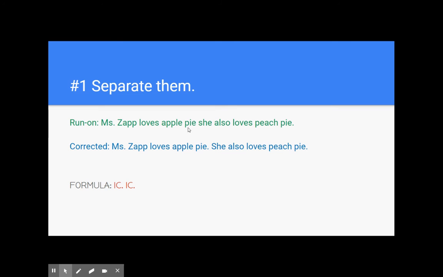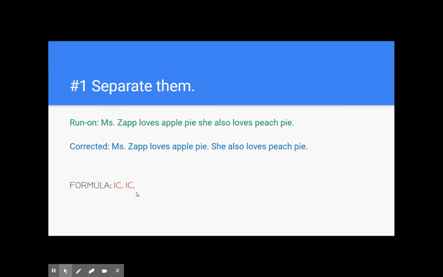Ms. Zapp loves apple pie is our first independent clause. That could hang on its own. This is also a complete sentence: she also loves pie, right? So when you have 2 independent clauses like that, you have to separate them or connect them appropriately. The easiest way is just to put a period and a capital letter. Think of it this way: independent clause, period, independent clause, period.